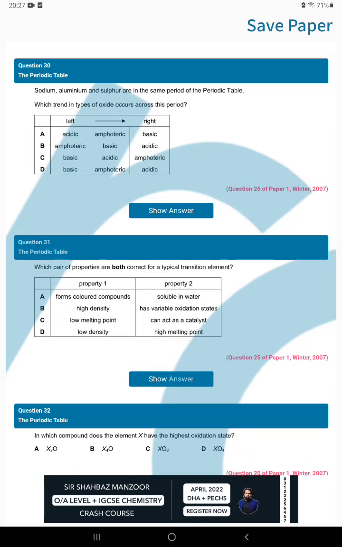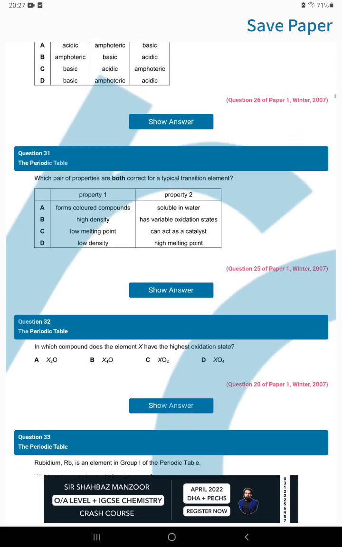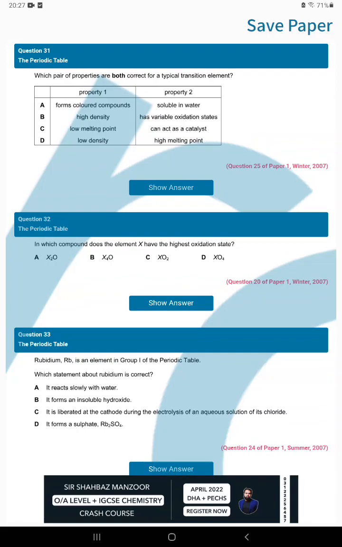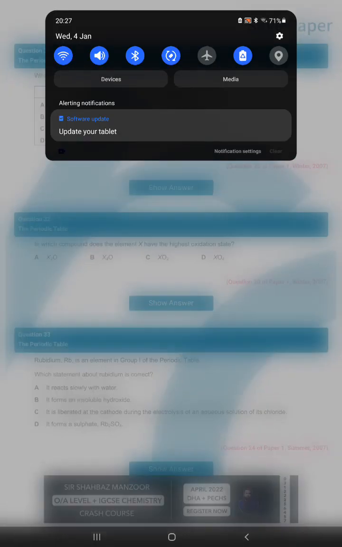Sodium, aluminum, and sulfur are in the same period of the periodic table. Which trend in types of oxide occurs across the period? We know that it's from basic, amphoteric, and acidic. Yes, it's D.